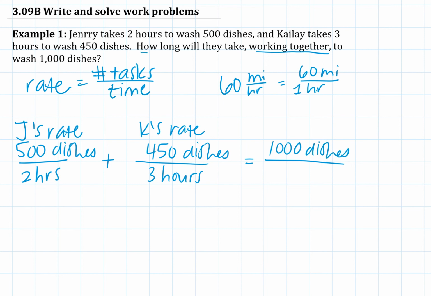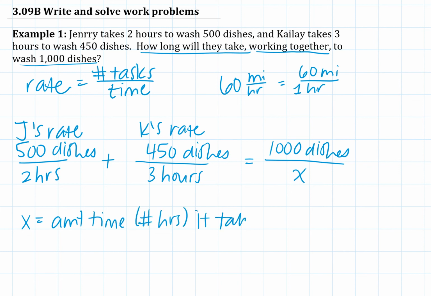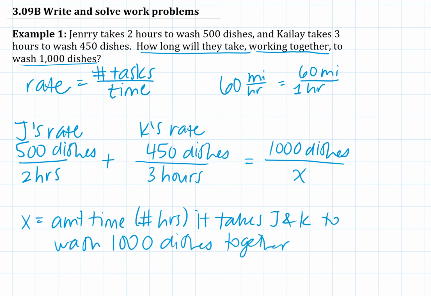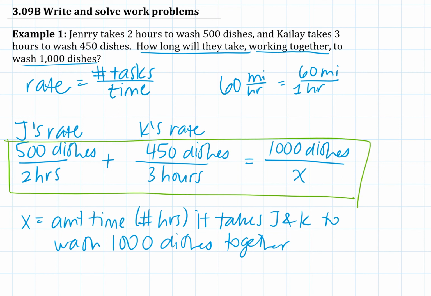And it asks, how long will it take to wash 1,000 dishes? That's the thing we don't know. So that's our variable x. We're saying that x is the amount of time, or the number of hours, it takes Henry and Kale to wash 1,000 dishes together. Okay, well here is our rational equation. We're just adding up their individual rates to get their rate working together.